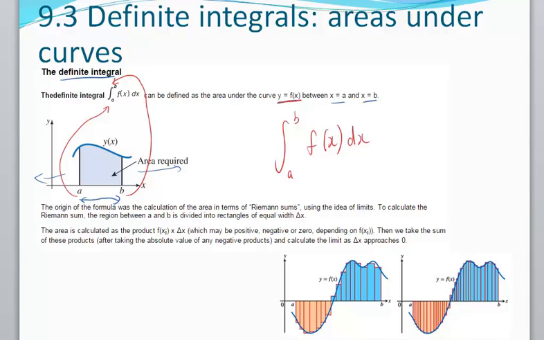Here the region between a and b was divided into rectangles of equal width delta x. The area is calculated by working out the product, our function of xi times delta x, which could be positive, negative, or 0, and then summing all of those areas, taking the absolute value of any negative products. It was also similar to Simpson's rule, which you may have looked at before as well.